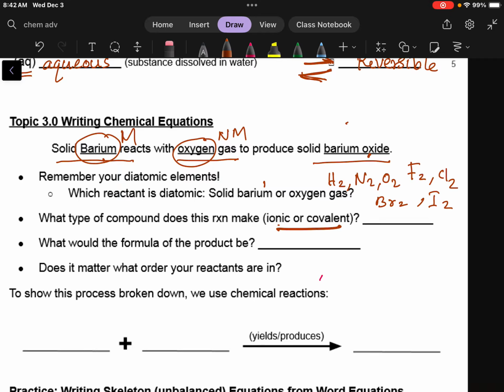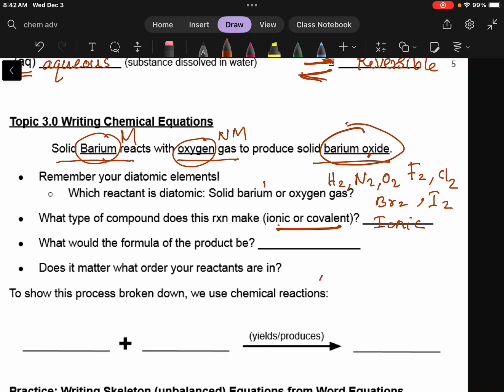Ionic or covalent? Wait, barium. Barium is a metal, oxygen is a non-metal. Metal and non-metal will make what type of compound? Ionic. So this is an ionic compound. The product will be an ionic compound. What is the formula of this product?